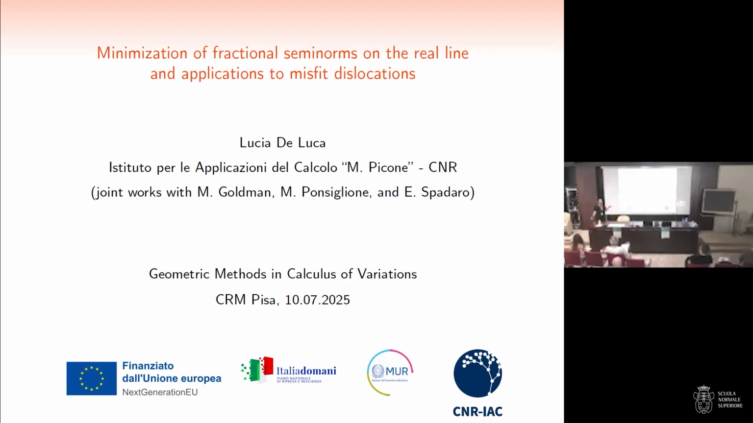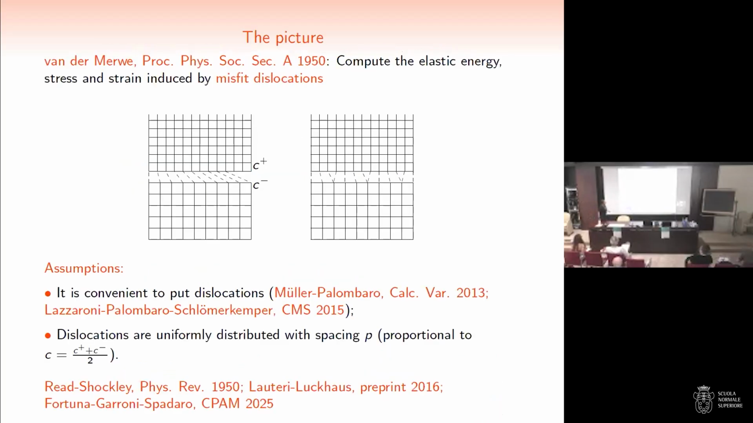As customary in applied math talks, I will start from the application, and then I will explain what is the mathematical problem we want to study. The picture one should have in mind goes back to 1950, the same period of the Read-Shockley law, where people were interested in studying dislocations at interfaces. The applied math paper I want to consider is the paper by van der Merwe, where the author is interested in computing the elastic energy and all the other physical quantities, the stress and strain, induced by a configuration of misfit dislocations.